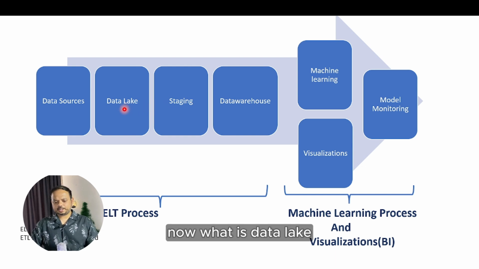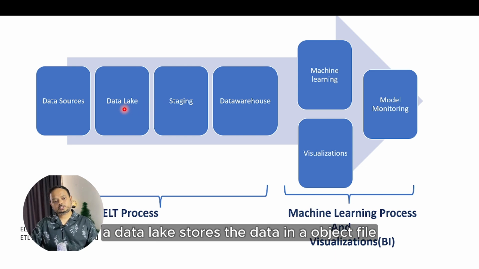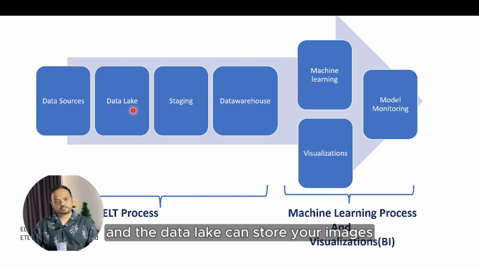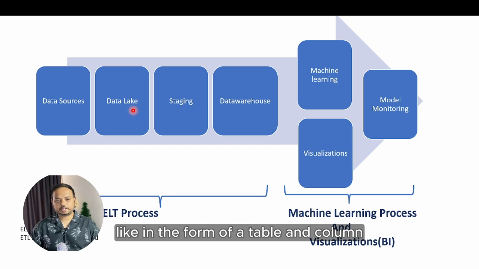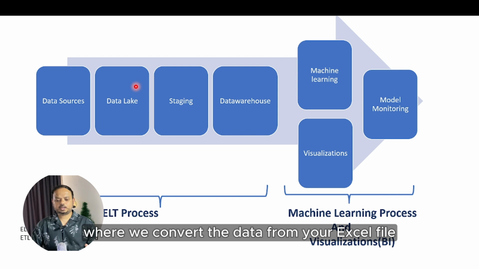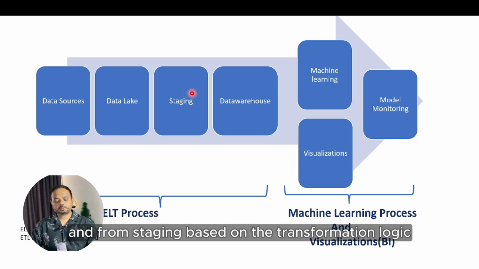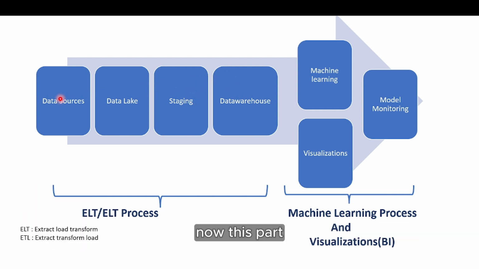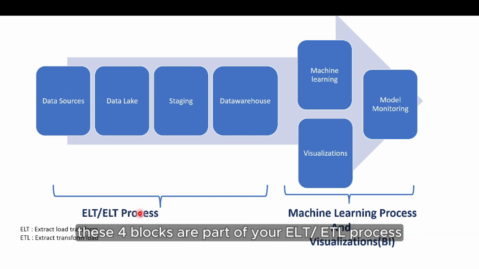Now, what is a data lake? A data lake stores the data as object files, which is raw data. The data lake can store your images and videos, and it can also store structured data in the form of tables and columns, CSV files, Excel files, etc. Now, staging is an environment, a place where we convert the data from your Excel file, CSV file, or Avro or JSON file into structured data. And from staging, based on the transformation logic and the use cases, we move the data into the data warehouse. These four blocks are part of your ETL process.